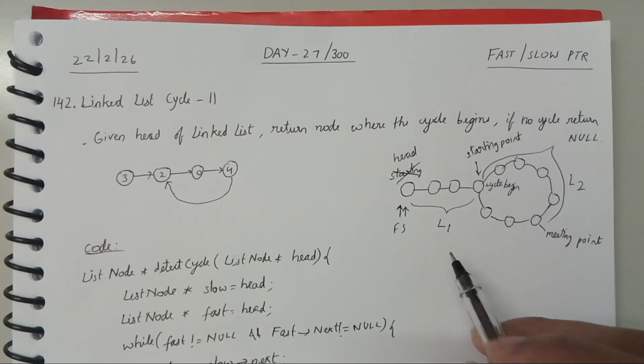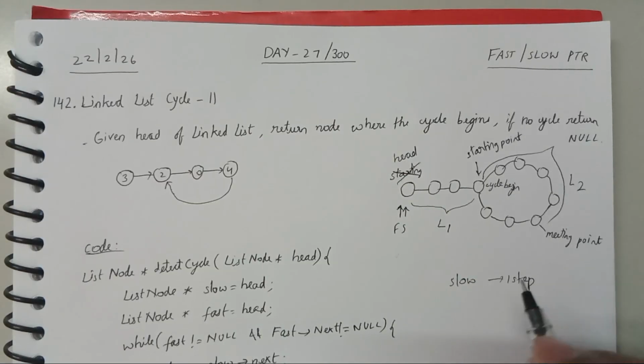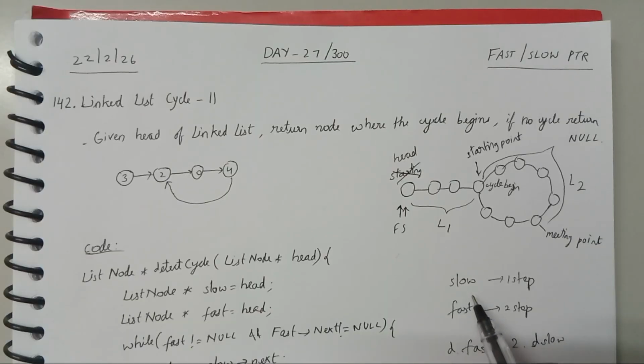Now if we check here, the slow pointer moves one step and the fast pointer moves two steps. So the distance covered by slow pointer is always half the distance of fast pointer, or fast pointer moves twice as slow pointer. So the distance of fast is always equal to 2 times the distance of slow. If slow moves 50 meters, then fast moves 100 meters.